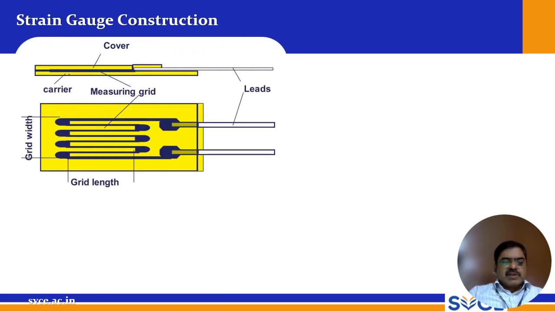So this is the strain gauge. You can see here, this is the grid length, and this is the grid width, and this is the backing material. And you have a cover. It is covered with backup material, backing material, and you have a carrier here. And this is the measuring grid. It is the resistance element, and you have leads. So two leads are connected to this resistance element, and this is the simple construction.